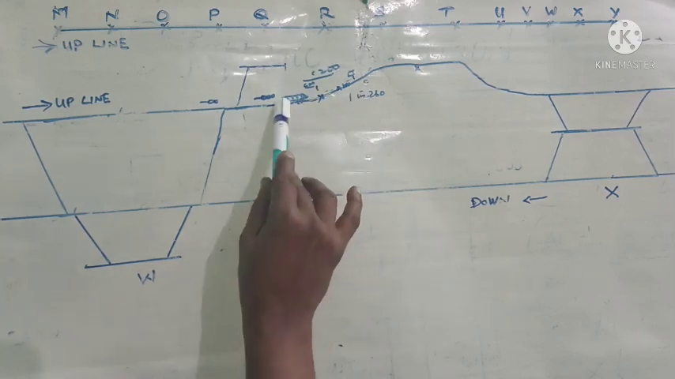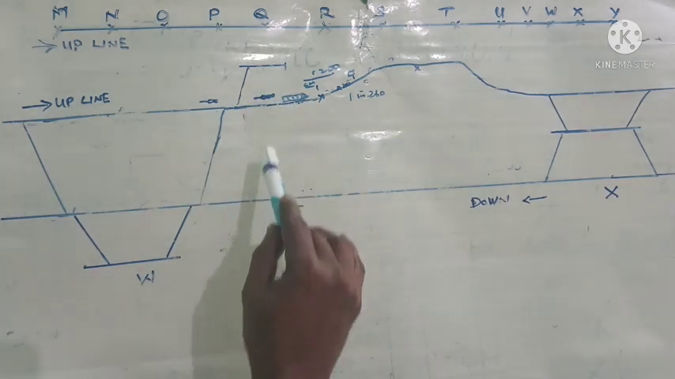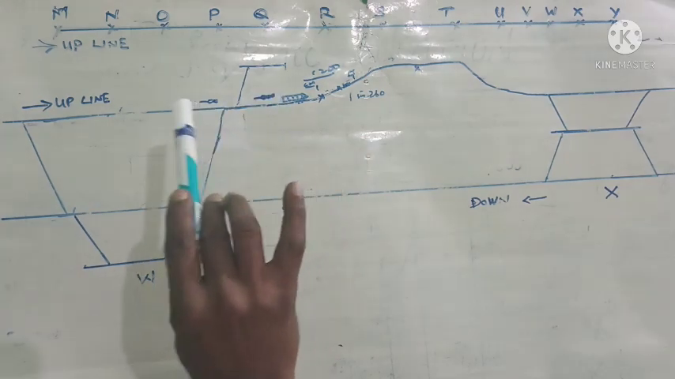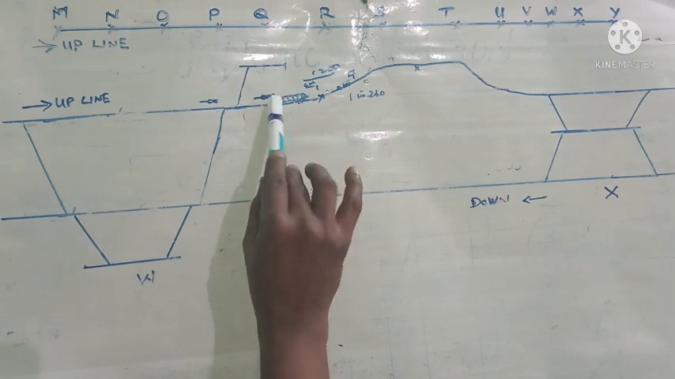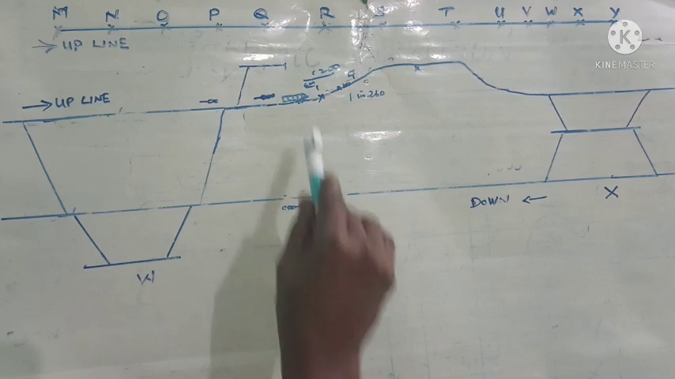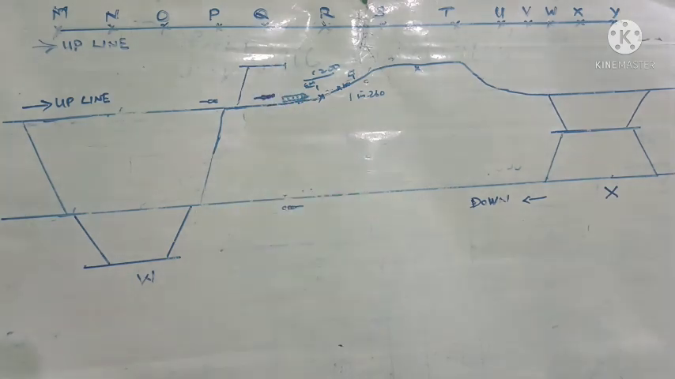Now in the rear, what will happen? Here it is the brake van. The guard will apply the handbrake of the brake van. In the brake van entrance, there will be a side light, and that side light he will turn red towards the loco pilot. That is during night. If it is day, he will put a red flag on the bracket of this side light.